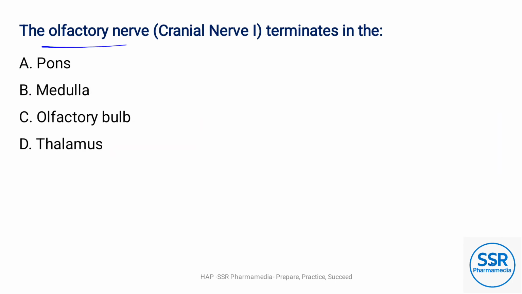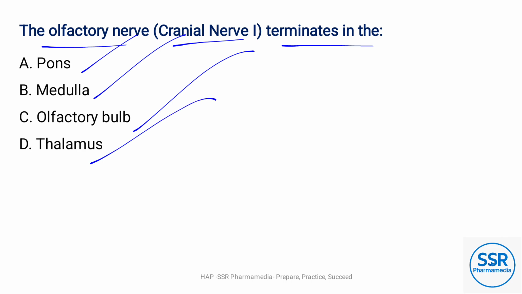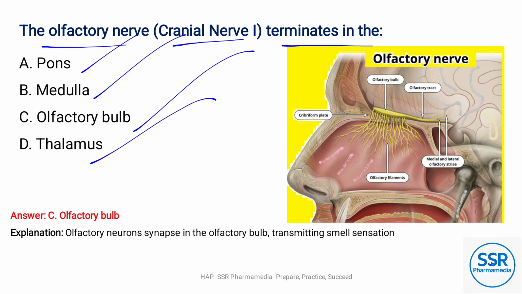Next, the olfactory nerve, which is cranial nerve 1, terminates in option A, pons, option B, medulla, option C, olfactory bulb, option D, thalamus. The answer is option C, olfactory bulb. Olfactory neurons synapse in the olfactory bulb, transmitting smell sensation.